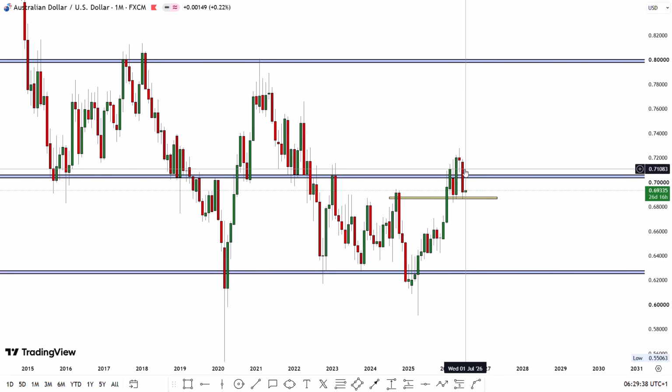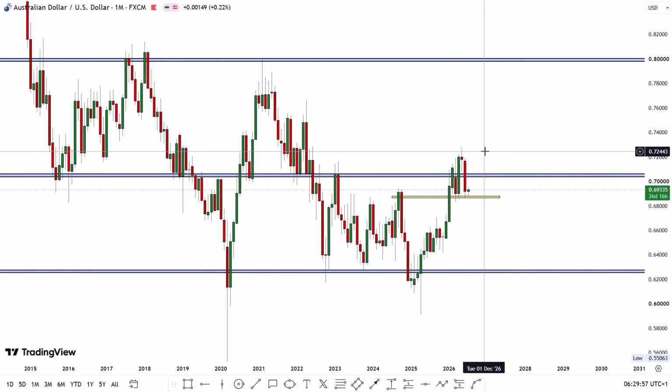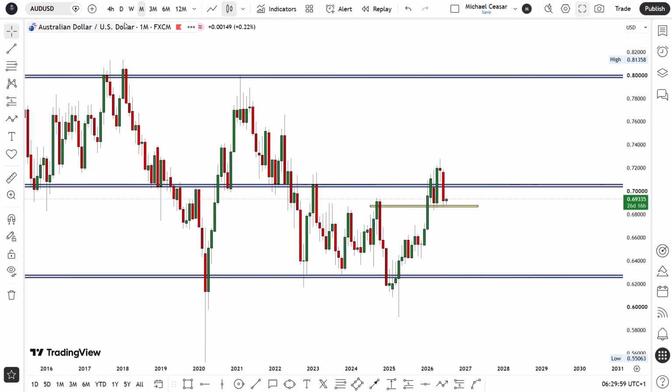I said if AUD can give me a candle close beneath this blue level, then it is confirmed that this guy wants to push to the downside. And you guys can see AUD has done it. Our June candle, this is July, our June candle closed beneath our major zone. So it's straightforward. AUD is coming to the downside. So that's that for AUD, just like I said earlier.